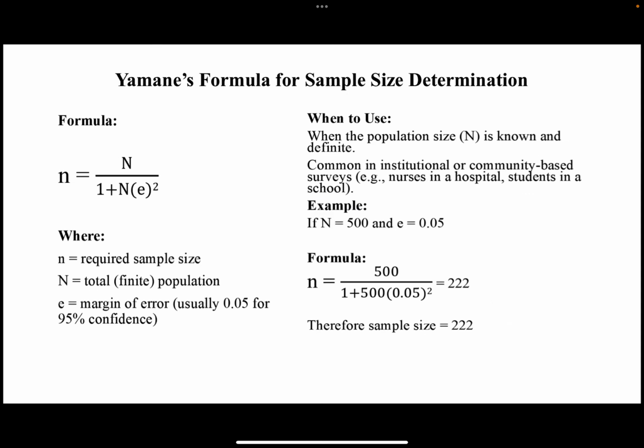Now, we use Yamane's formula for sample size determination when the population size is known. So you are going to conduct a study among nurses at maybe the accident and emergency department of Korle Bu Teaching Hospital, and you are sure that you know the exact population size, which is the N. In such a situation, you use Yamane's formula.